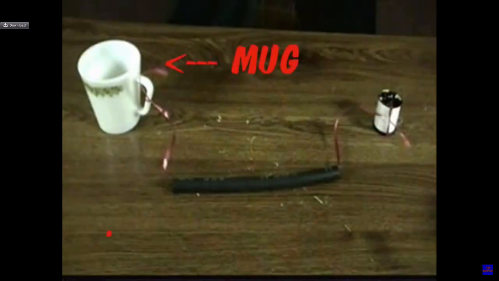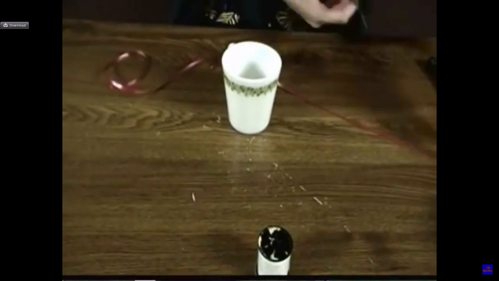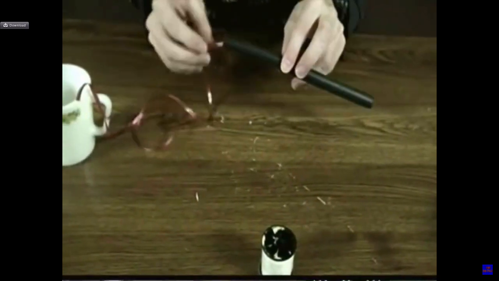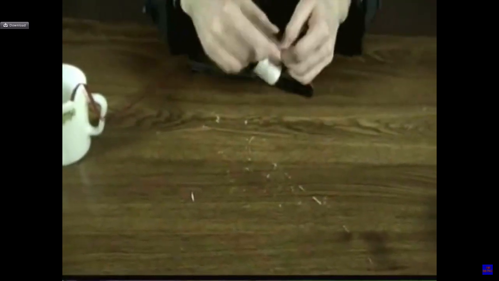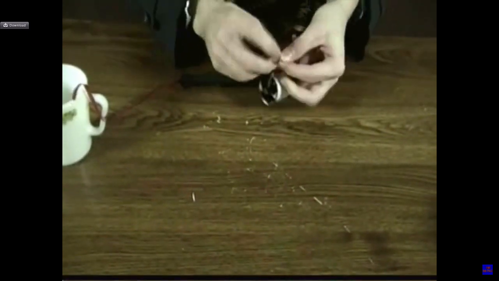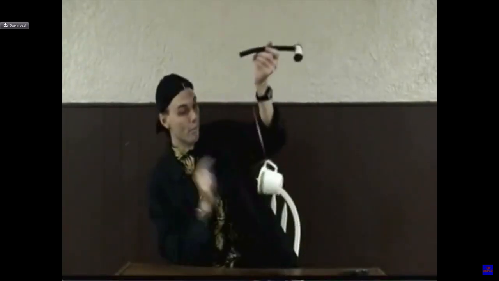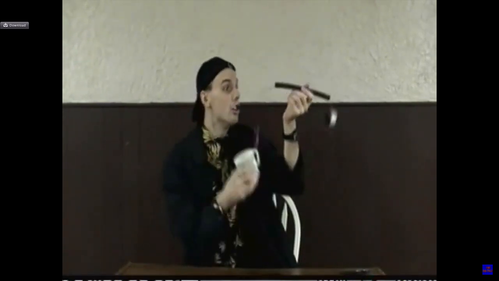You will need a mug, some ribbon, a plastic tube, and a spool. Start by getting yourself that mug and some ribbon. You're going to tie a few knots around the handle of the mug to secure it in place. Now thread the ribbon through the plastic tube and through the spool as well. Now tie a couple of knots in the ribbon to secure the spool to the ribbon. Now check this out. The mug is definitely heavier than the spool. Now, here's what you're going to do. You're going to give the spool a spin, a lot like this.